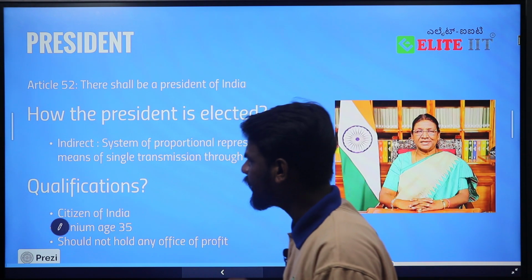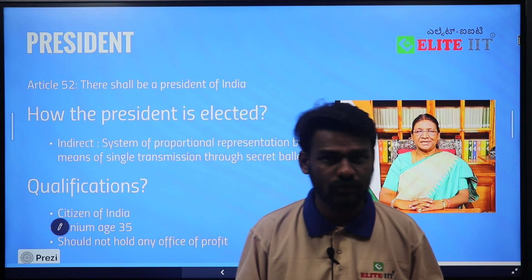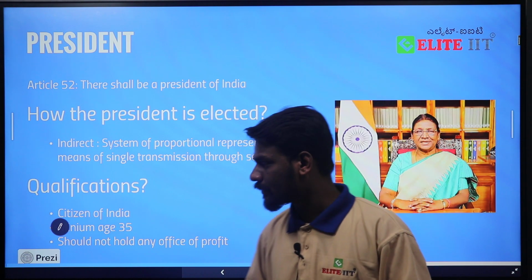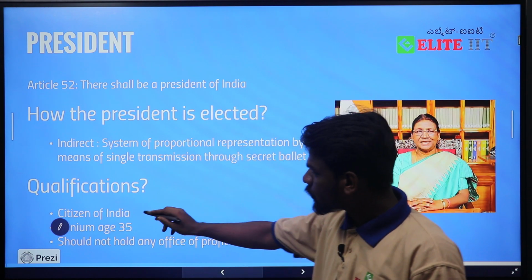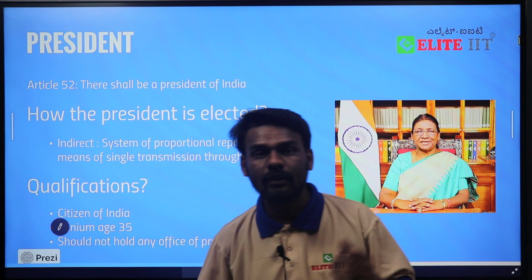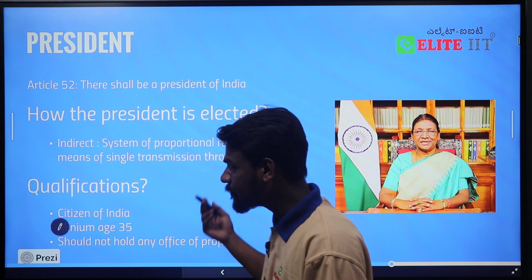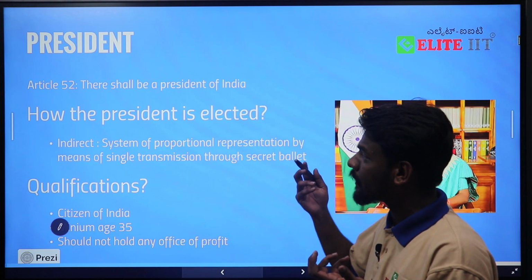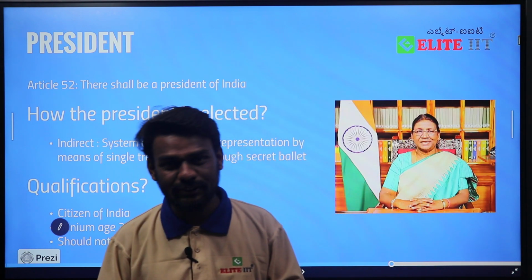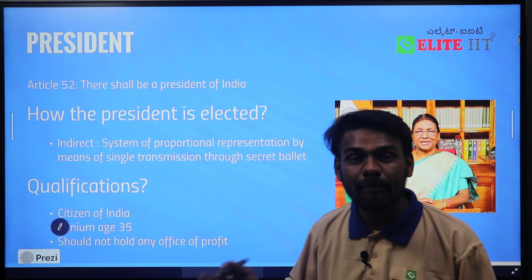Then comes qualification. Who can be a president? There should be a qualification, right? So what is the qualification to become a president? The first qualification is always citizen of India. He or she should be a citizen of India. Then the minimum age to become a president is 35 years. He should cross the minimum age of 35 years to become a president.